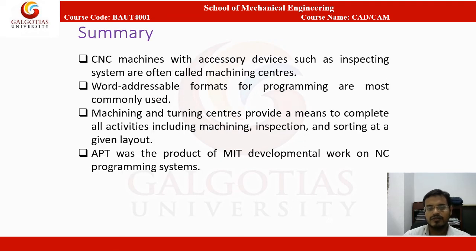So what we have discussed in this lecture: CNC machines with accessory devices such as inspecting systems are often called machining centers. But addressable formats for programming are most commonly used. Machining and turning centers provide the means to complete all activities including machining, inspection and sorting at a given layout. APT is the product of MIT development work on NC programming systems.